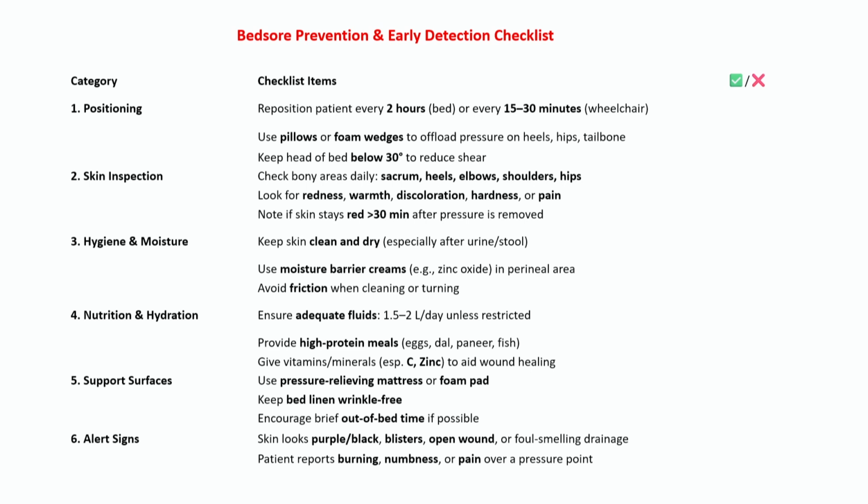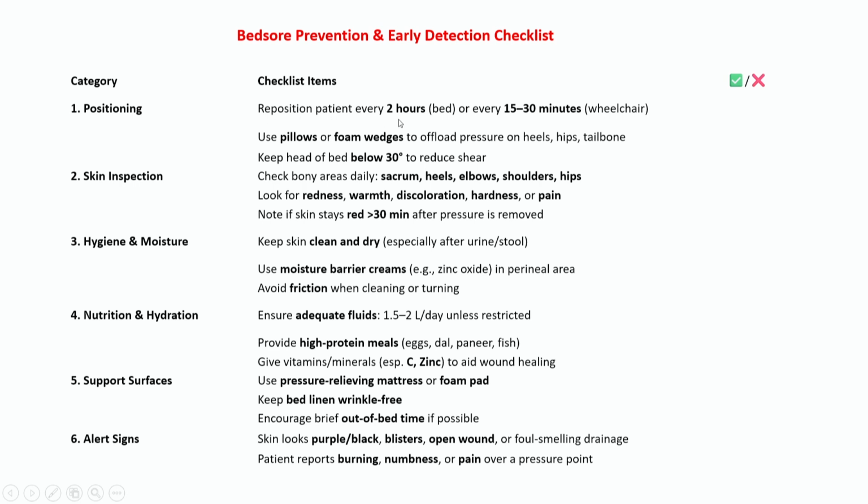Now, the bed sore prevention and early detection checklist. A palliative caregiver, as all of you are getting this training, you must know how you should check, tick yes or no. Positioning: what is the positioning status? What is the skin inspection status? What is the hygiene and moisture? What is the nutrition and hydration of the patient? What is the support surface? And alert signs. These are the 6 parameters you have to see every day.